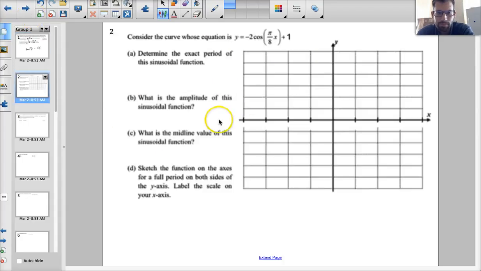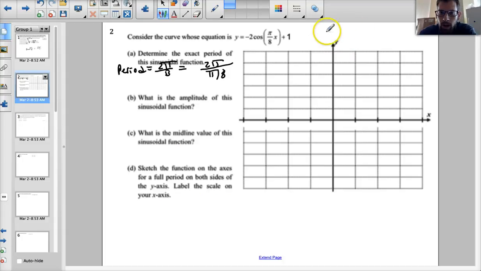All right, next up, I've got this equation right here. Whenever I have one of these, it says determine the exact period. I will start with that. So I know that the equation for period, again, is equal to 2 pi over b. So in this case, that will be 2 pi over my b, which is pi over 8.